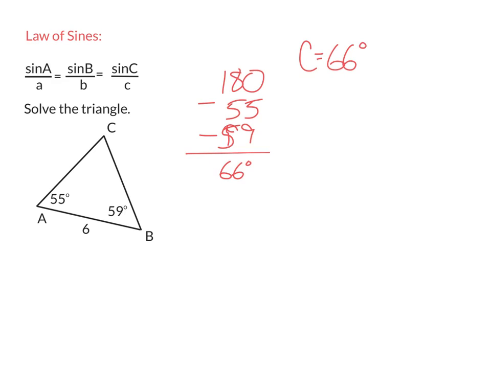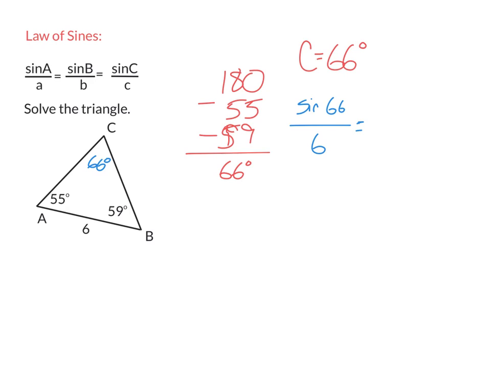Now let's set up the law of sines. So sine of 66 and its opposite side, those are the two that we know. Again, when we do the law of sines, we hunt for where we know an angle and its opposite side. So sine of 66 over 6.